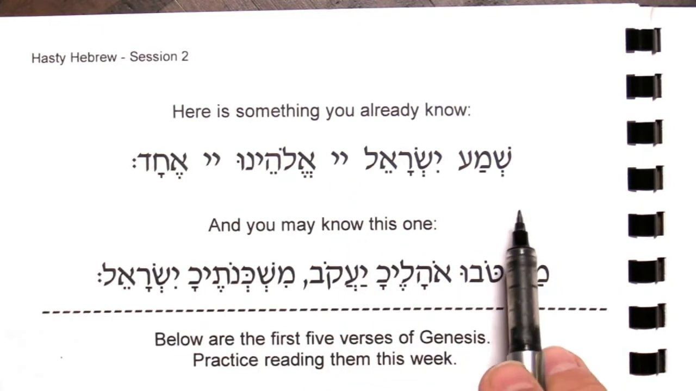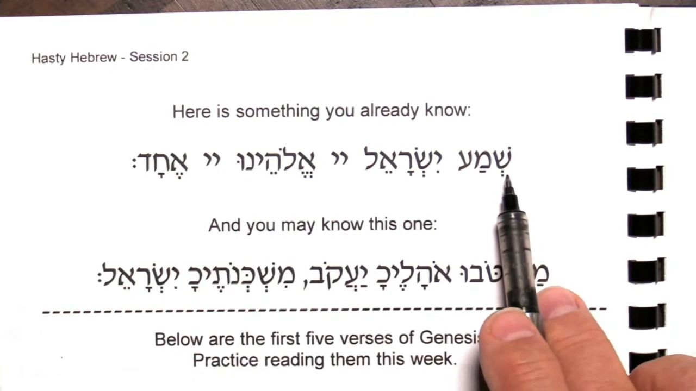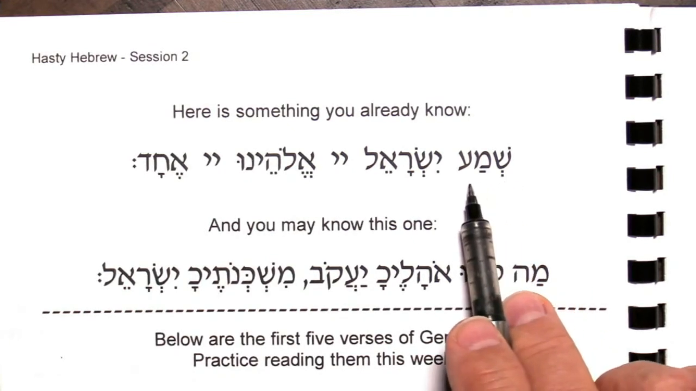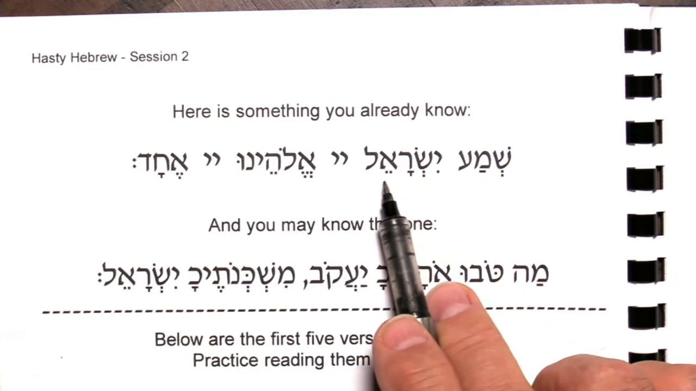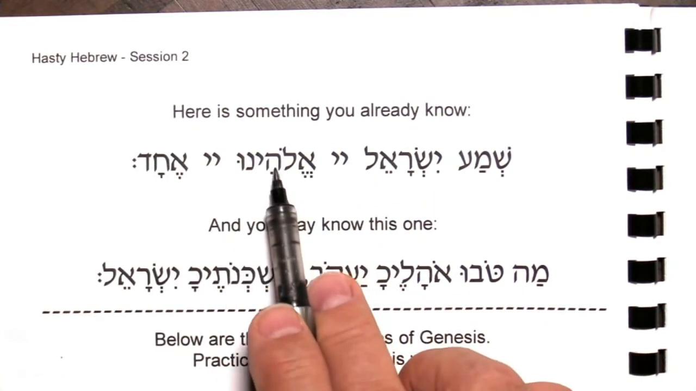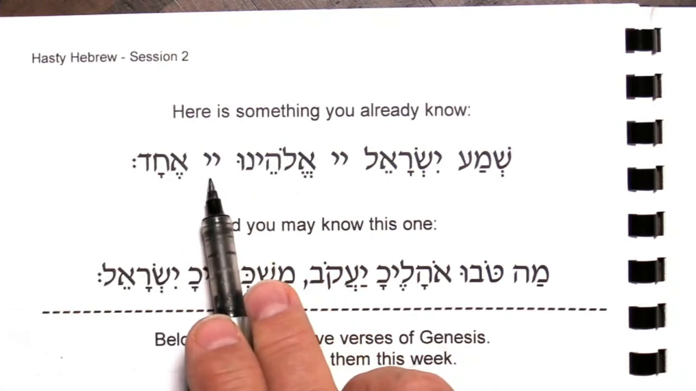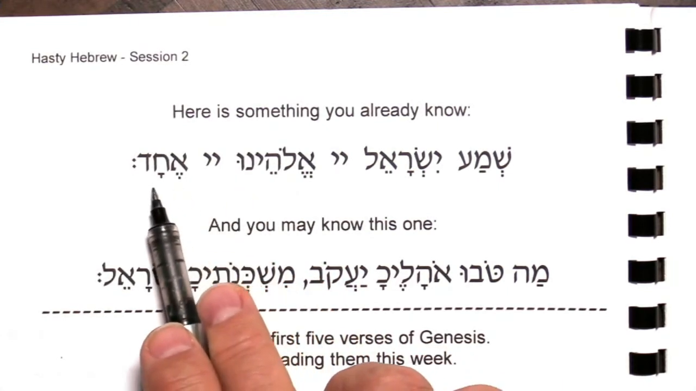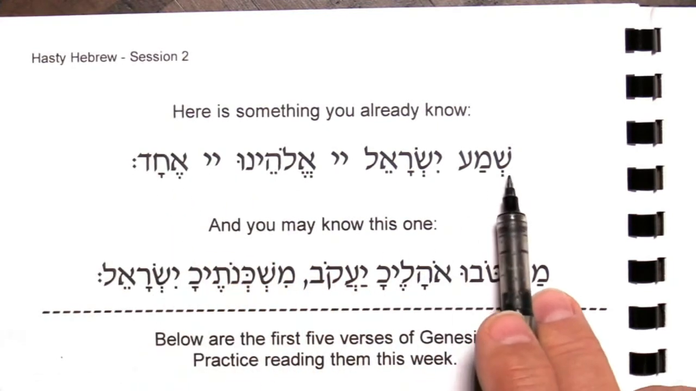Now this is the Shema. So let's say it together. Shema Yisrael Adonai Eloheinu Adonai Echad. This means hear.